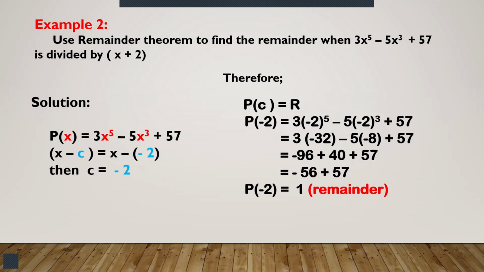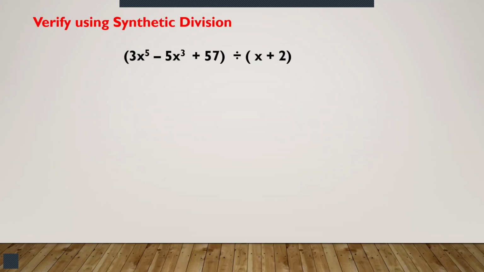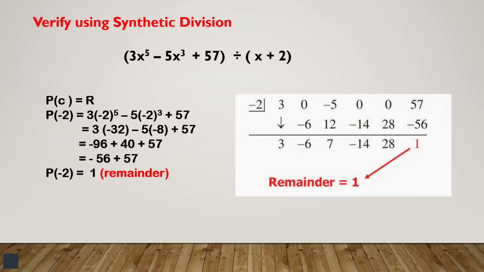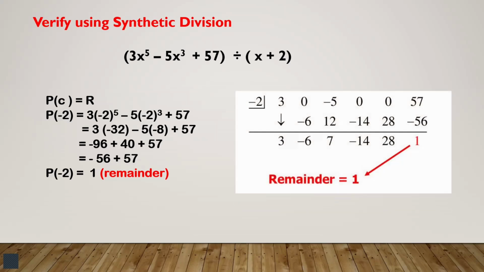Now, let us verify again if the remainder is correct using synthetic division. So, again, according to the remainder theorem, the remainder is 1. Now, let's see using synthetic division. So, as you can see here, we have negative 2 is the value of our c. And then aligned with this is the numerical coefficient of the dividend from the highest exponent down to 0.